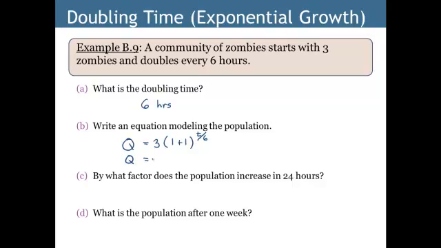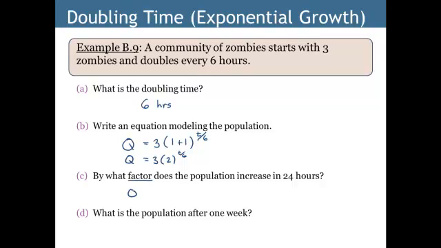Notice on these doubling and half-lives, if it's doubling, what always ends up being in the parentheses here? A 2. And that makes sense because you're doubling, you're multiplying by 2. Okay. By what factor does the population increase in 24 hours? When we say what factor, a factor is how much you're multiplying by the original.